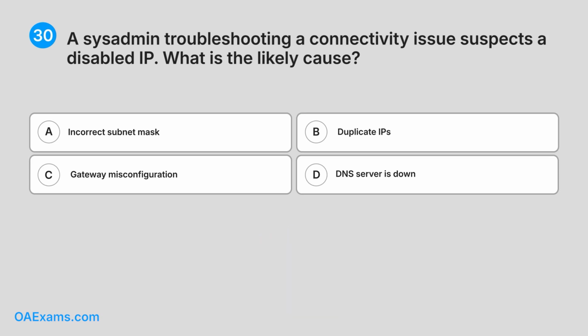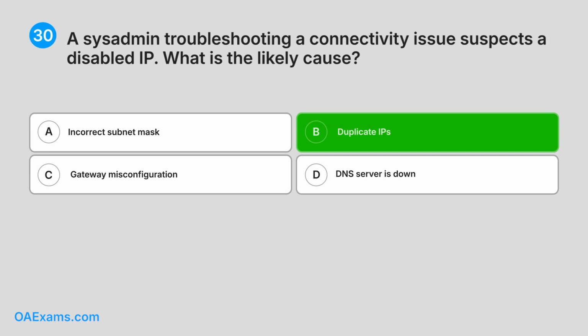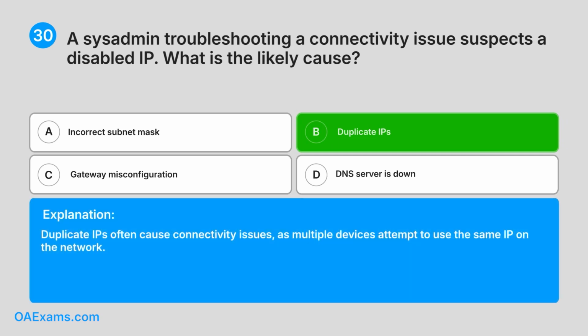Correct answer, B. Duplicate IPs. Explanation. Duplicate IP conflicts often cause connectivity issues as multiple devices attempt to use the same IP on the network.